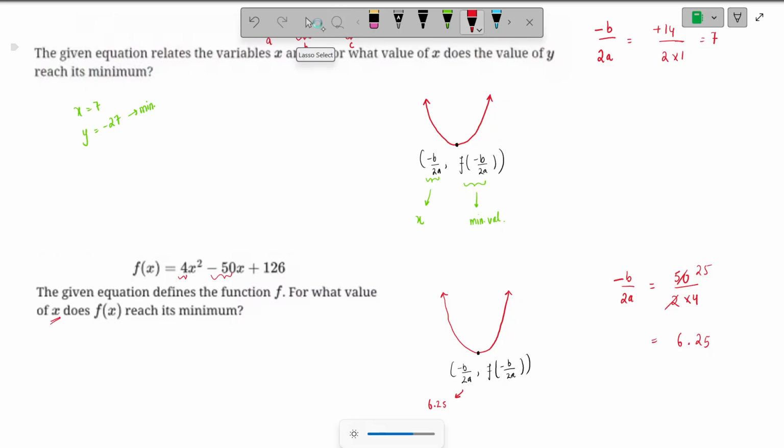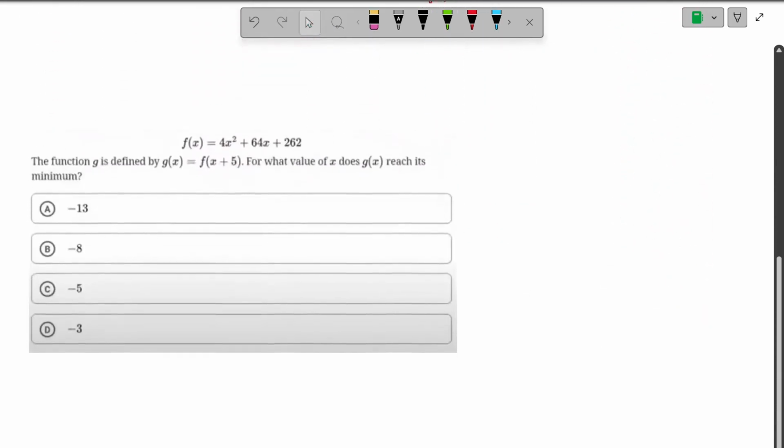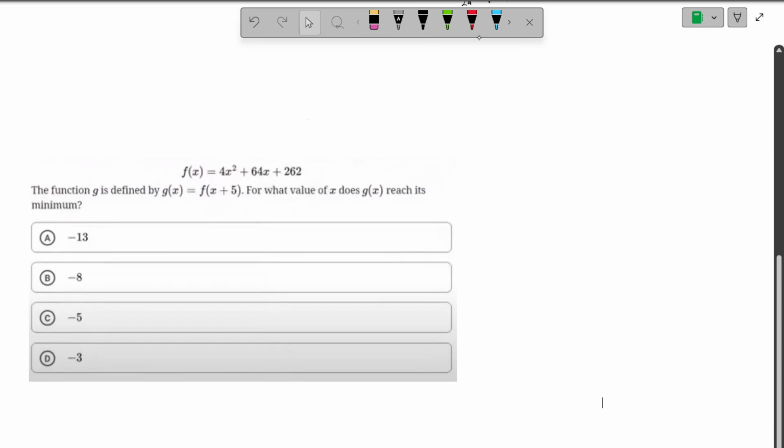Let's see the next question. This one is slightly different. It says that f of x is this. The function g is defined by g of x equals f of x plus 5. For what value of x does g of x reach its minimum?